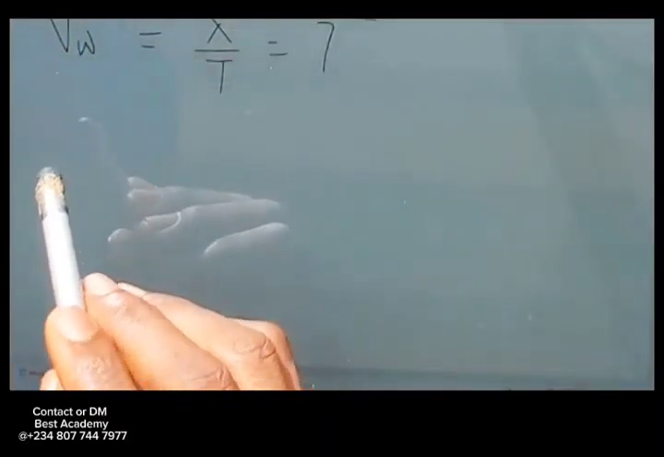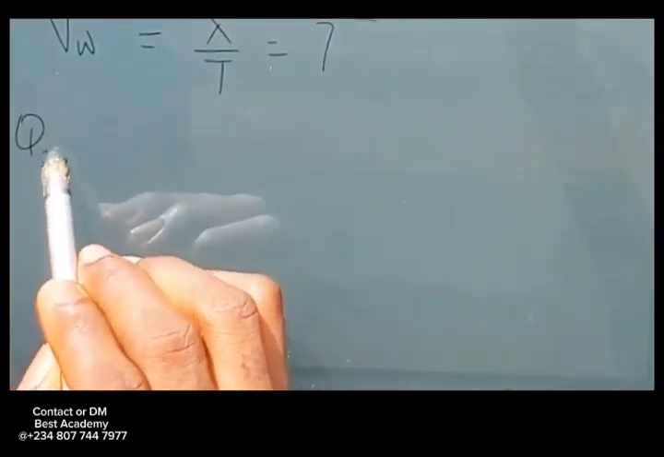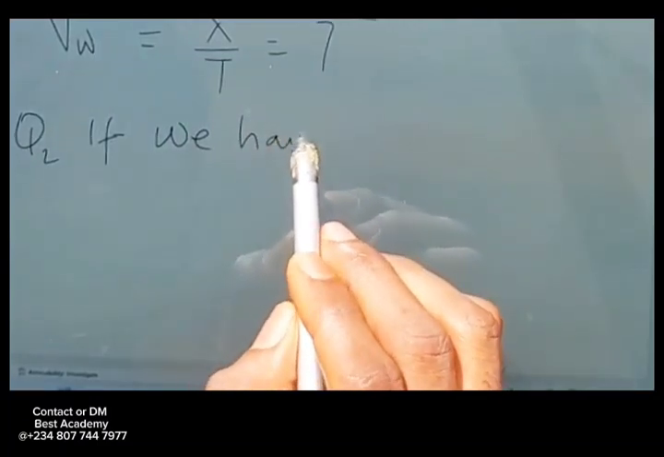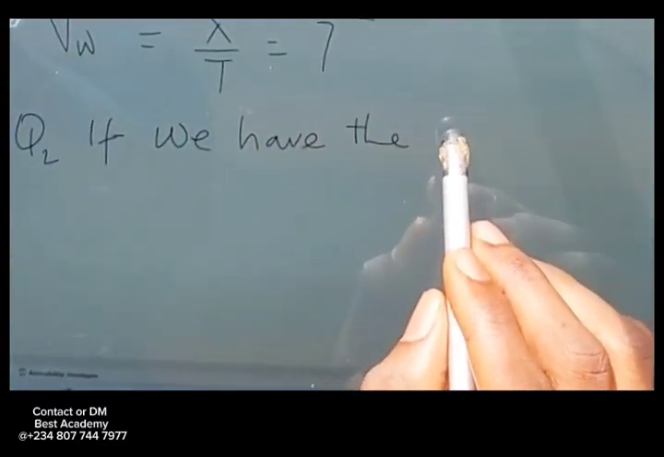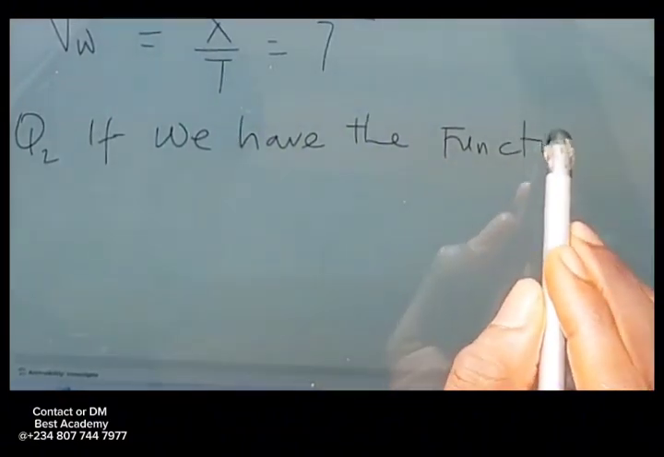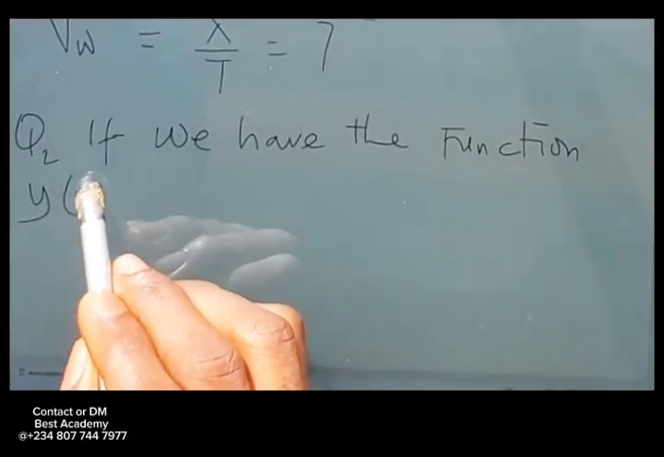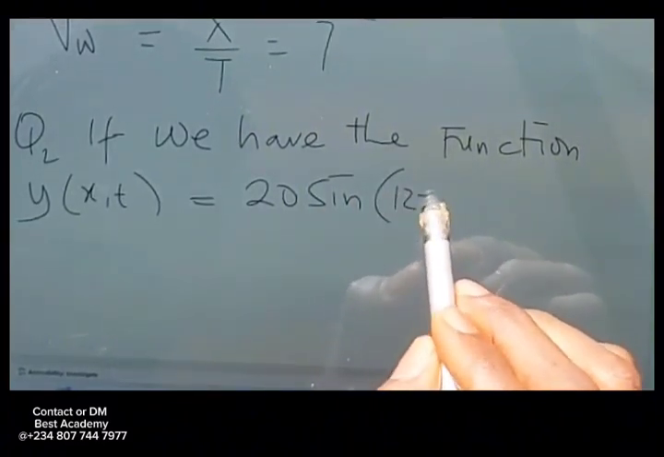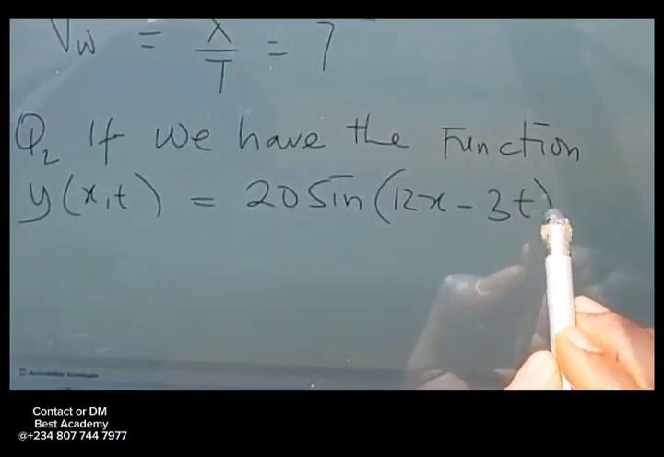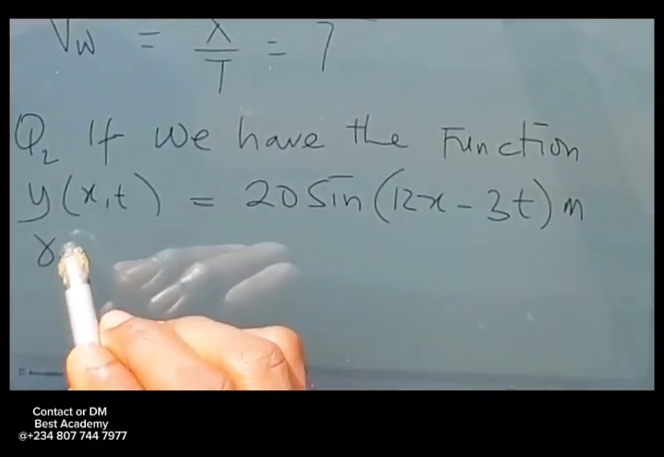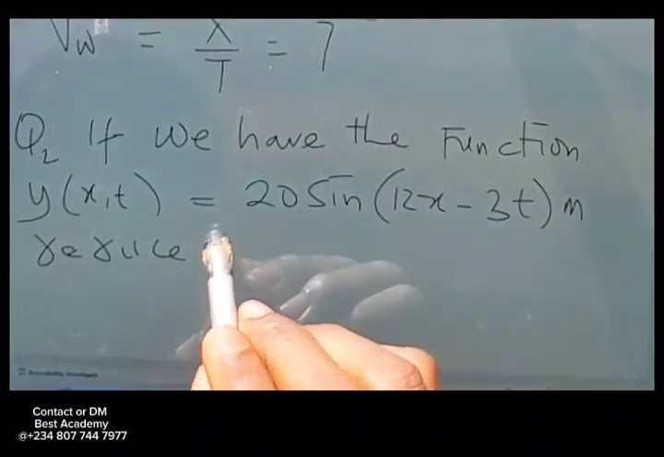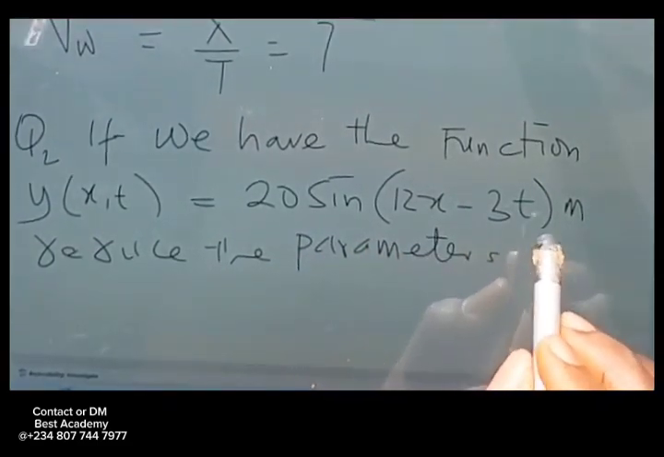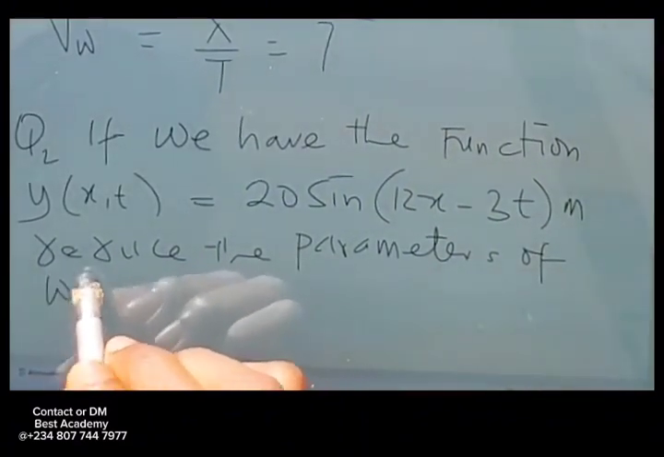Now let's solve question 2, that is on progressive wave. Question 2: if we have the function y of s comma t is equal to 20 sine into 12s minus 3t, in meters, deduce the parameters of the wave.